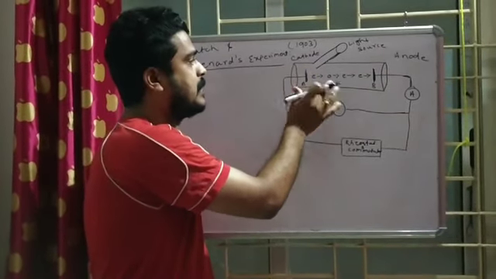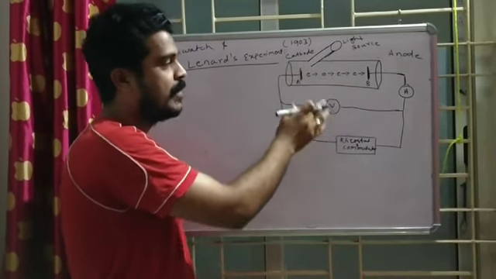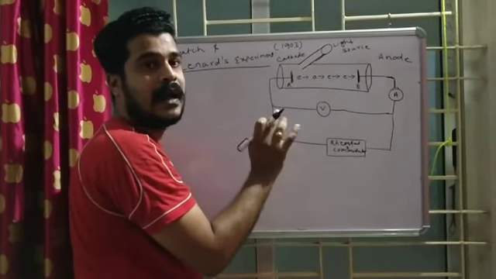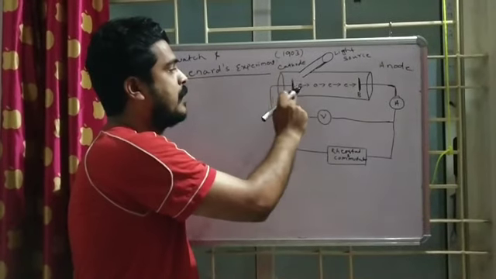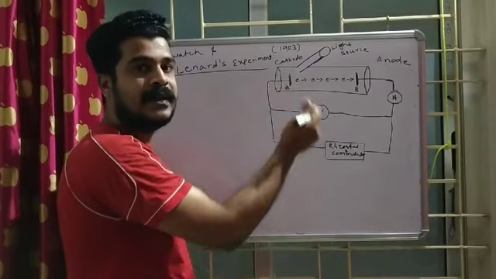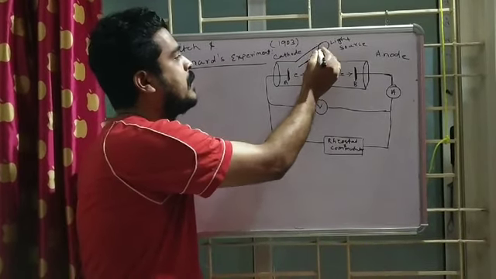This is a glass tube. I have taken two electrodes; the experiment setup is like that. Cathode is here, anode is here. As you all have studied, cathodes are responsible for emitting electrons upon incident energy.